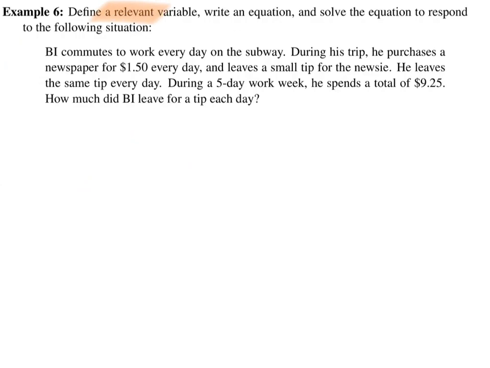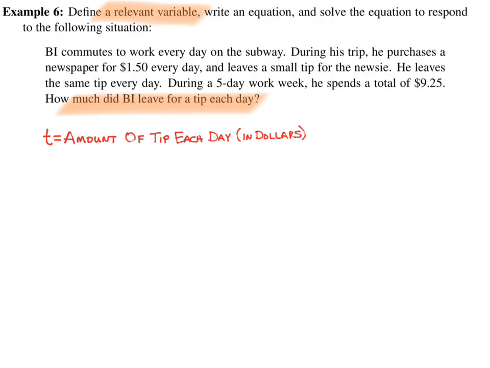Okay, so first order of business, you have to define a relevant variable. Trying to figure out what the variable should be is really tricky for a lot of people. Often the answer to that is in the actual question. How much did he leave for a tip each day? Well, there we go. We'll make that our variable. T could be the amount of tip each day. And we should use the units, so we should say in dollars. Amount of tip each day in dollars.